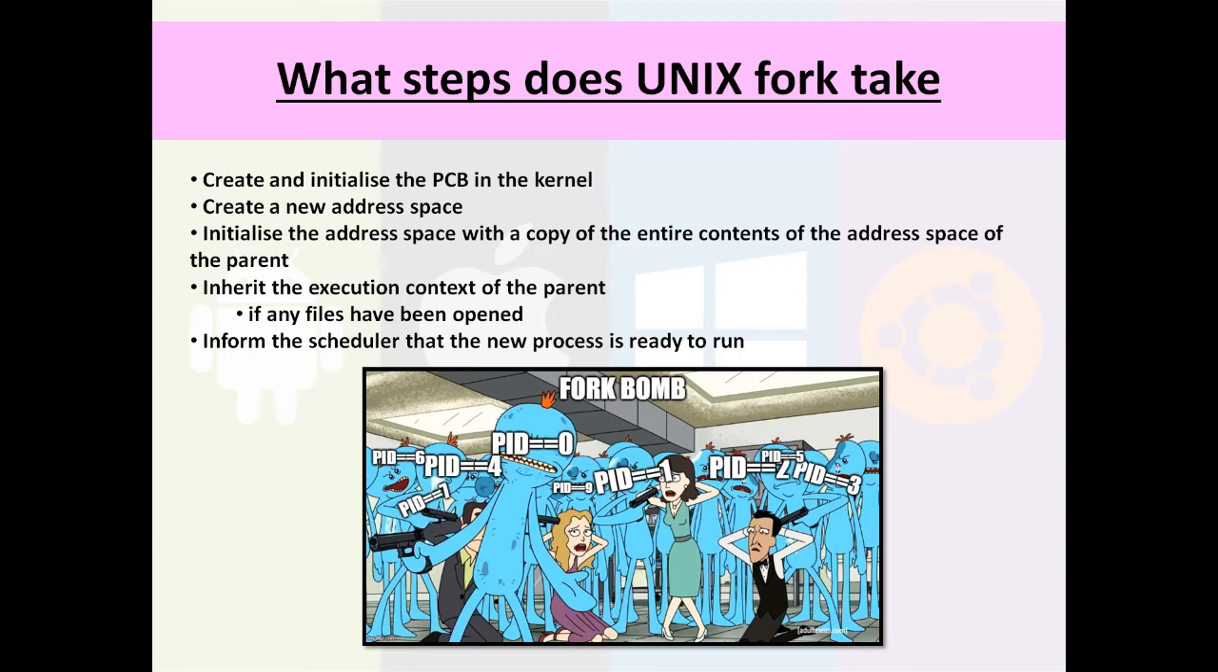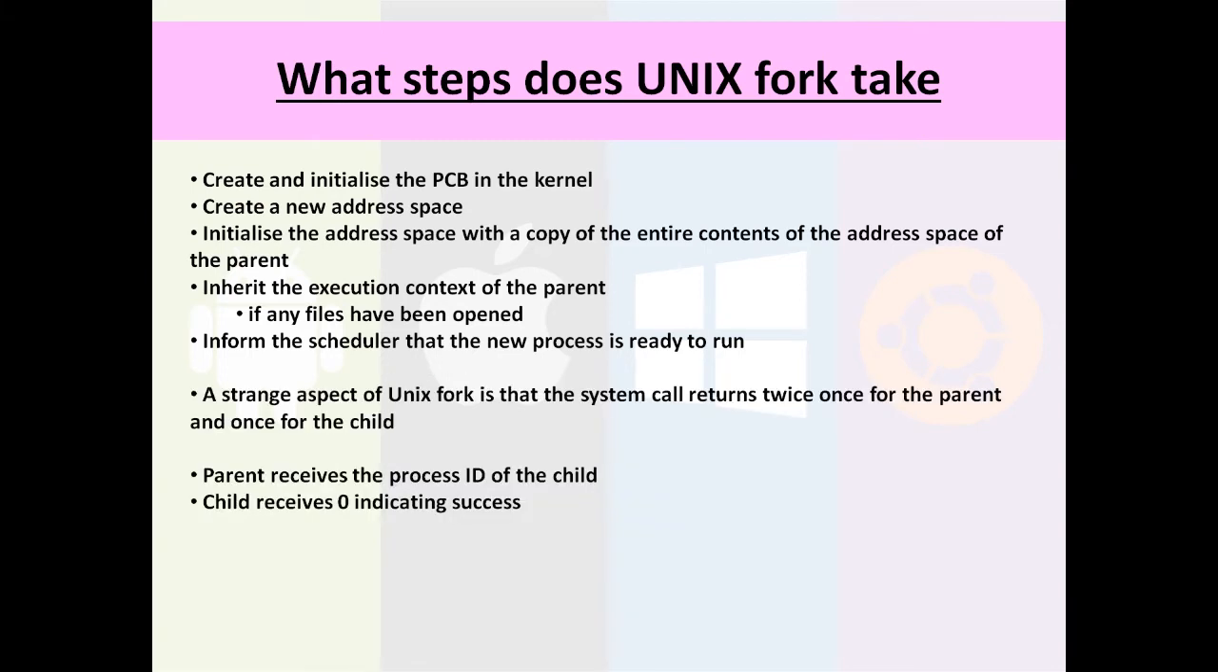So this means, if the parent had opened a file during its execution, then this file needs to have been opened for the child as well. And lastly, it informs the scheduler that the new process is ready to run. Now, what is strange with the Unix fork is that the system call returns twice, once for the parent and once for the child. The parent receives the process ID of the child, and the child receives a 0, indicating that it was successfully created.